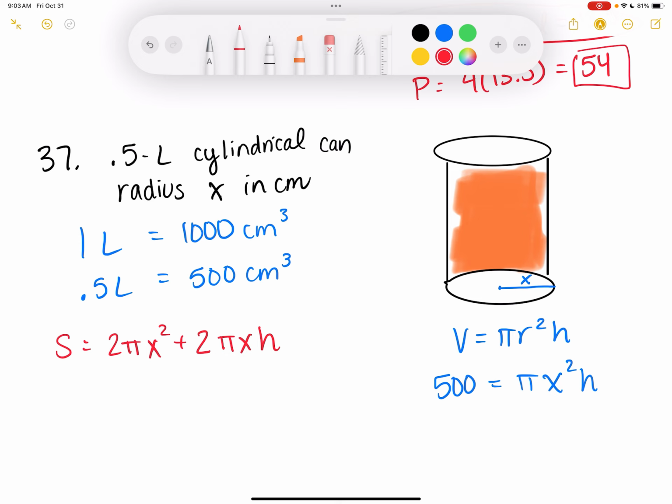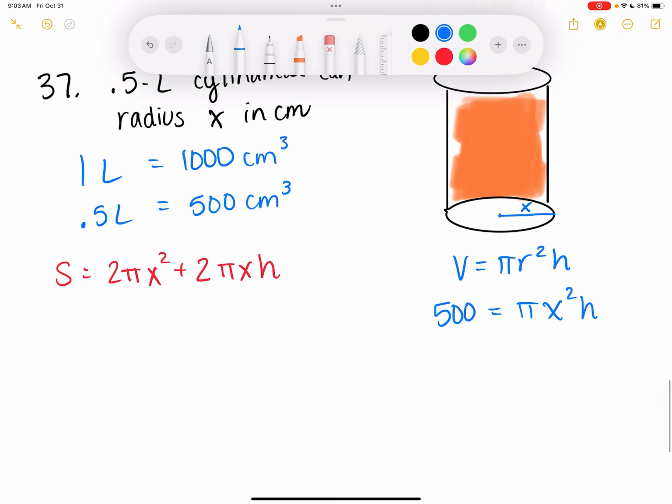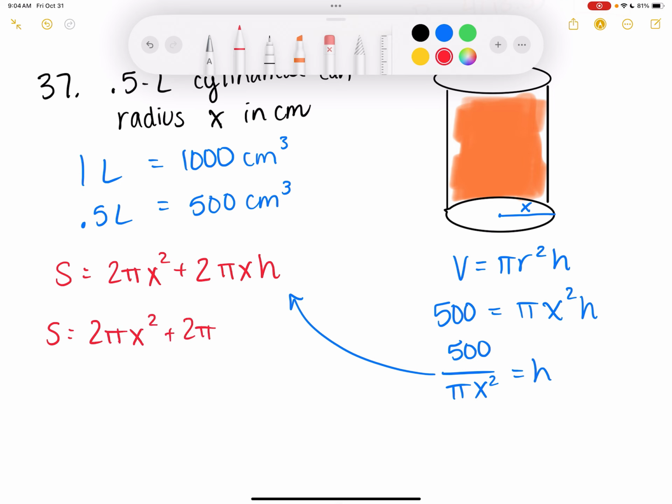Now, I have an h in here, but I don't know anything about h, so I need to get this over here because I'm doing it as a function of x. I'm going to solve for h over here and then replace h in this equation with whatever I get. So this is going to be 500 divided by pi x squared is equal to h. I'm going to plug this in here. So I have s is equal to 2 pi x squared plus 2 pi x times 500 over pi x squared.